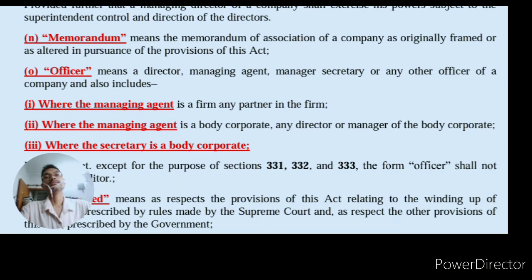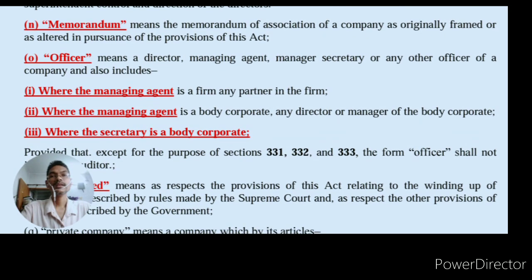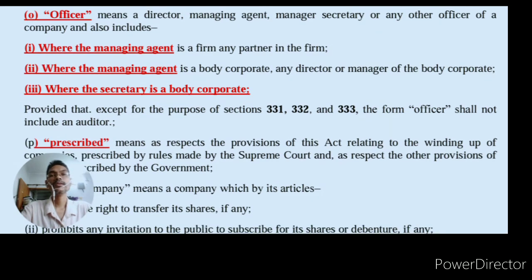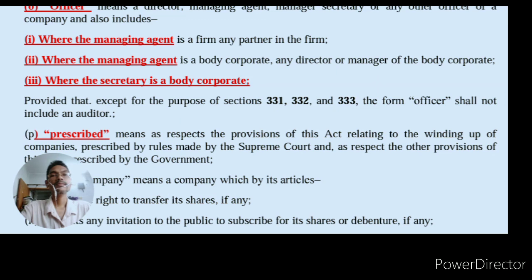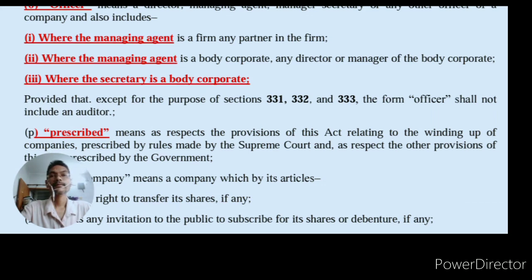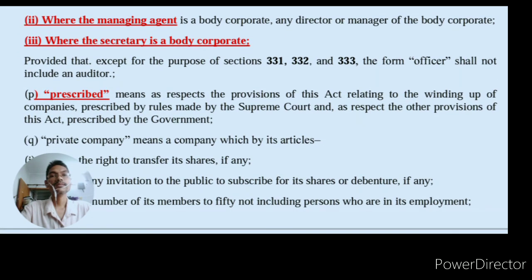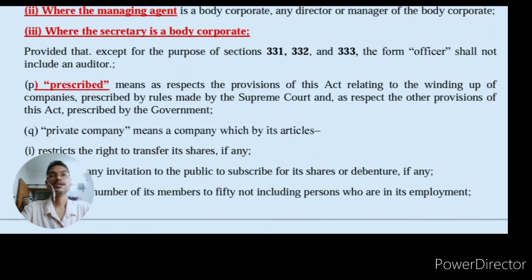Officer means a director, managing agent, secretary, or any other officer of a company, and also includes: 1. When the managing agent is a firm, any partner in the firm. 2. When the managing agent is a body corporate, any director or manager of the body corporate. 3. When the secretary is a body corporate. Provided that except for the purposes of sections 331, 332 and 333, the term officer shall not include an auditor.